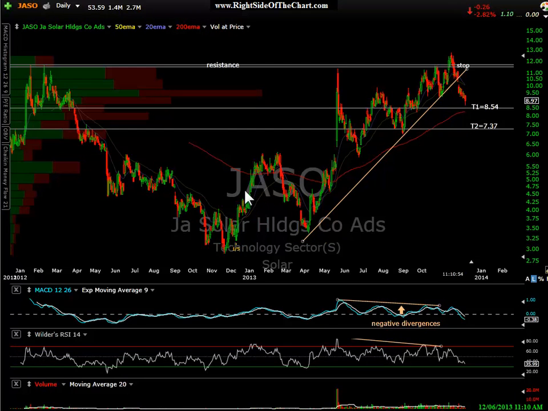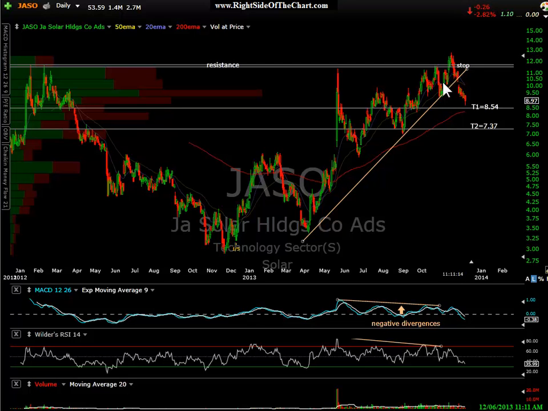And that brings us to JASO. And this one actually got me here. We had a very well-defined resistance level. You can look at all these reactions here, here, here. And I had my stop set above there, and this one did take me out. Some of you may have held it.